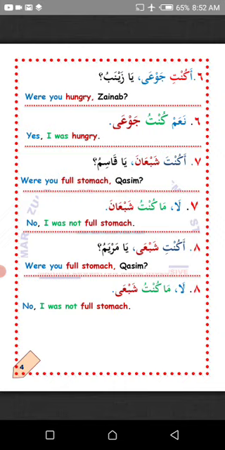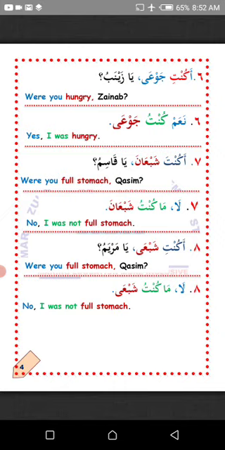Number 7: أكنت شبعانة يا قاسم. Were you full stomach? Shaban means not to be hungry. Shaban is the opposite of Jaw'an. Akunta Shaba'ana. Were you full stomach, Ya Qasim? Now the answer. La, no. Ma kuntu Shaba'ana. I was not full stomach. That means he was hungry.